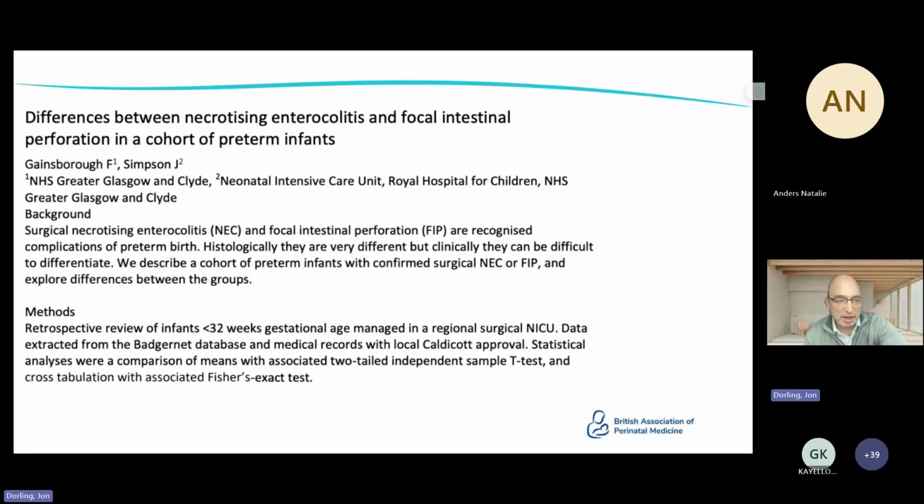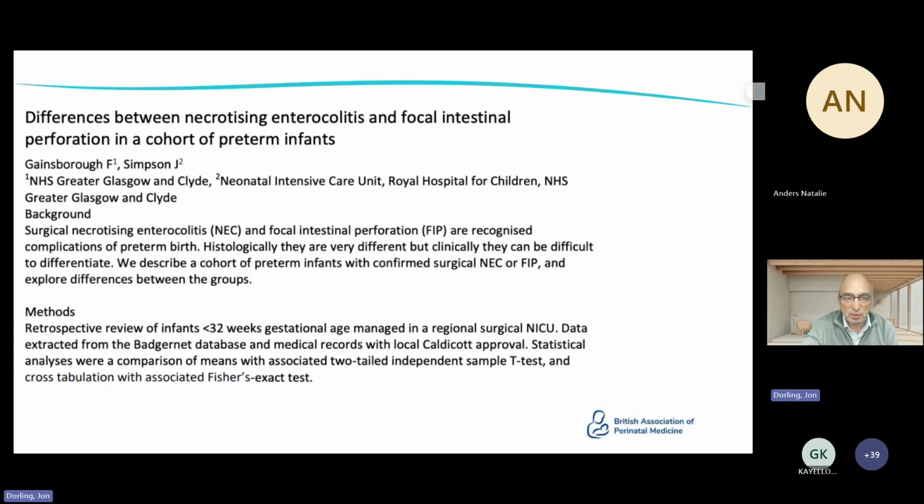They start with a nice background that's well summarized, isn't overly long, and they're also putting abbreviations in when they're using longer words. So you can see that they've put NEC in for necrotizing enterocolitis and FIP for focal intestinal perforation. And that's quite handy because you have a limited number of words and you can then use them again later on. And that saves on your word count. Your 300 words is really quite tight, so that's a useful thing to do.